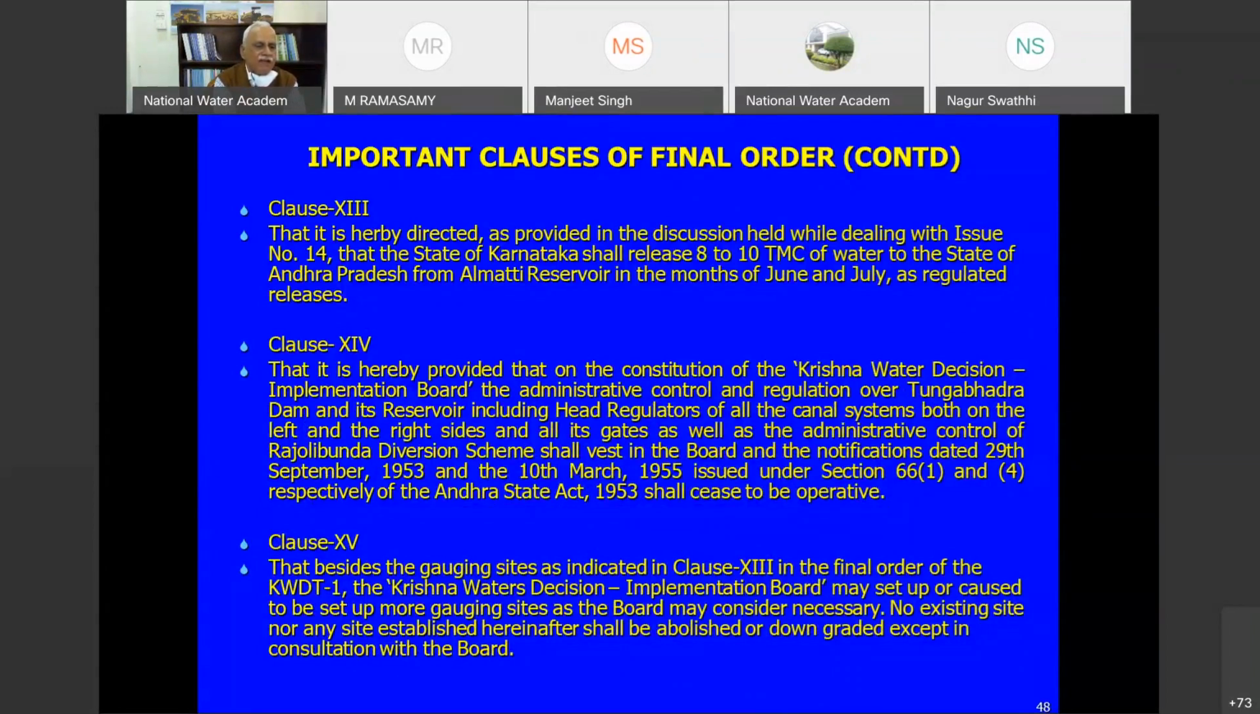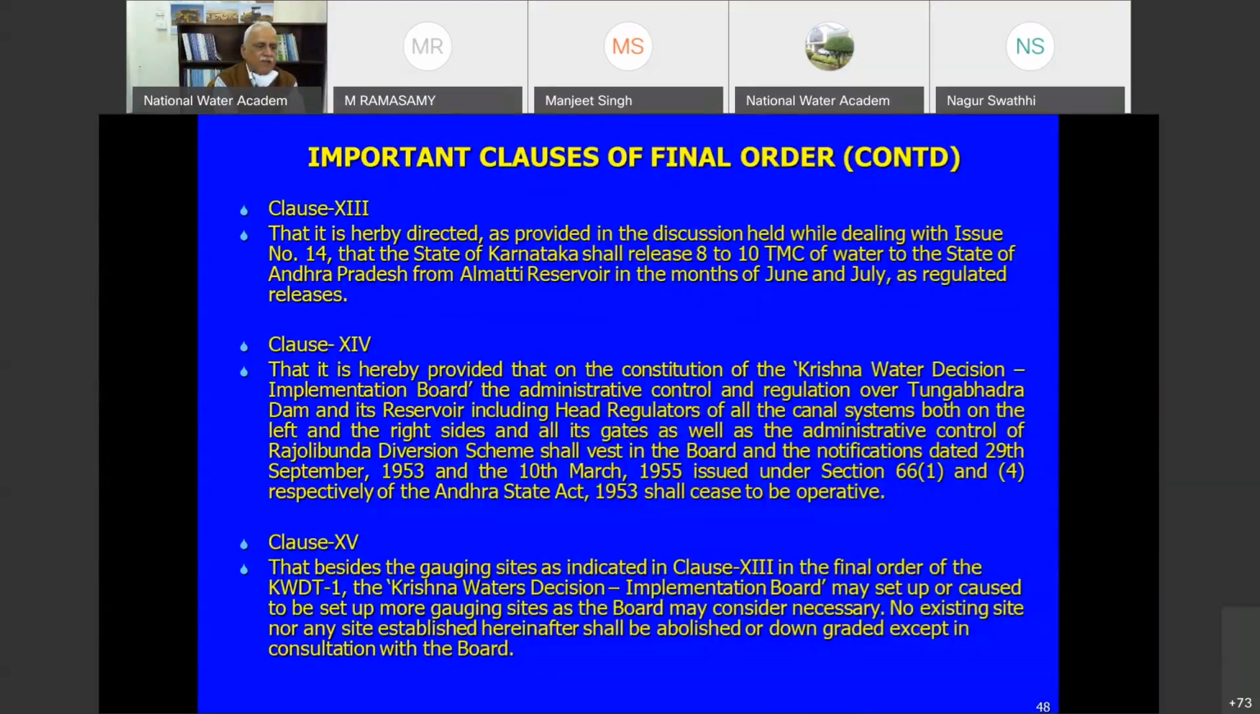That it is hereby provided that on the constitution of Krishna Water Decision Implementation Board, the administrative control and regulation over Tungabhadra Dam and its reservoir, including head regulators of all the canal system, both on the left and the right sides, and all its gates, as well as the administrative diversion scheme, shall vest in the Implementation Board, and the notification dated 29 September 1953 and the 10th March 1955 issued under section 66(1) and 4 respectively of the Andhra State Act 1953 shall cease to be operative.